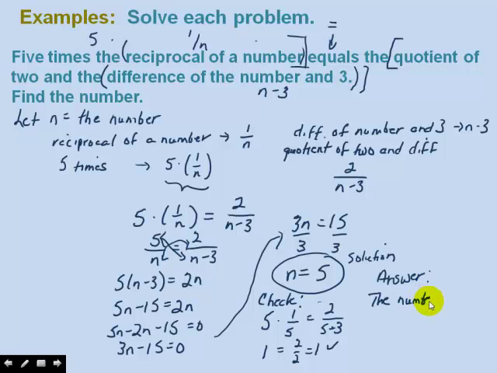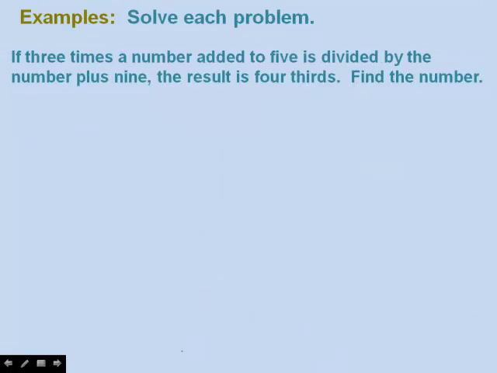We can just say the number is 5. Let's do one more example. In this problem, we have: if 3 times a number added to 5 is divided by the number plus 9, the result is 4/3. Find the number.